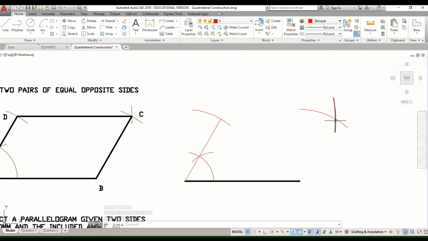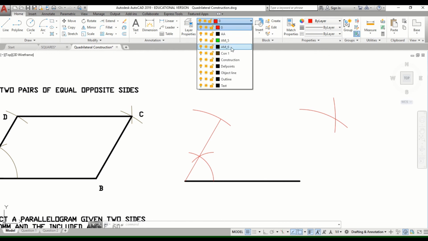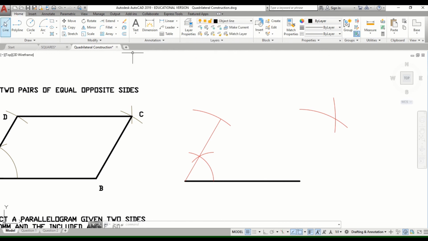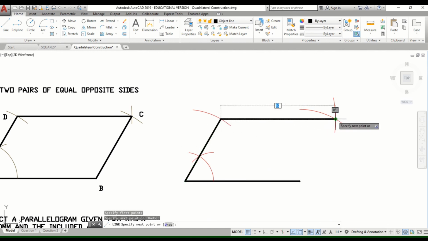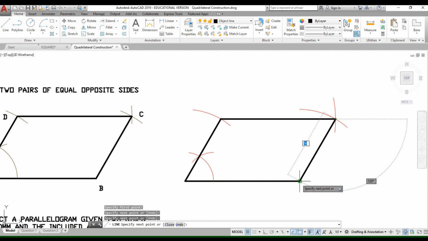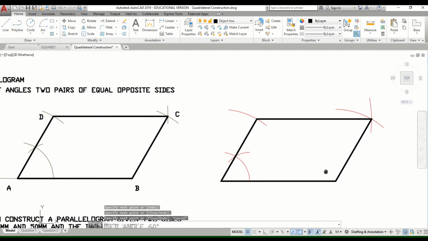So once we have our intersecting arcs here, we can complete our parallelogram. Line tool, our parallelogram. By connecting the points, we complete our parallelogram, and then we have our parallelogram given two sides 80 and 50 millimeters and the included angle of 60 degrees.